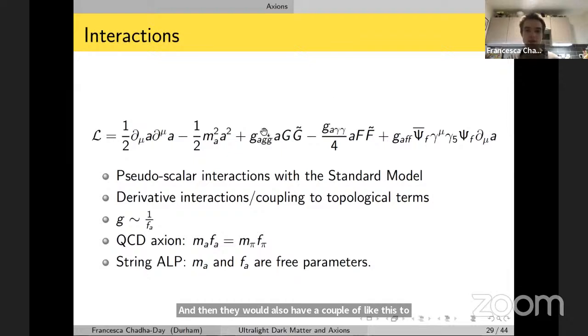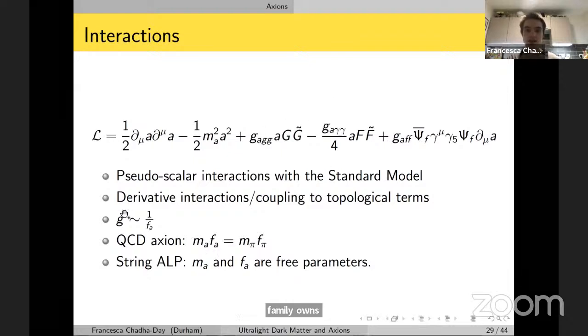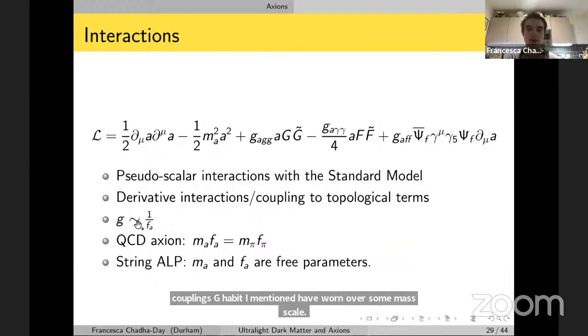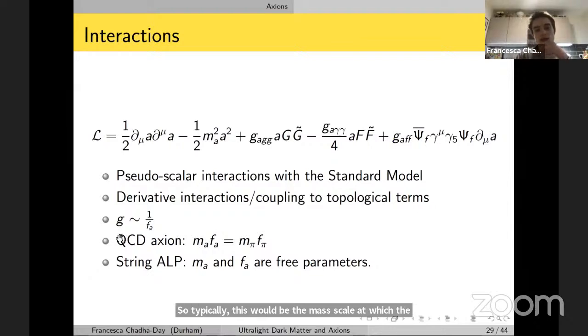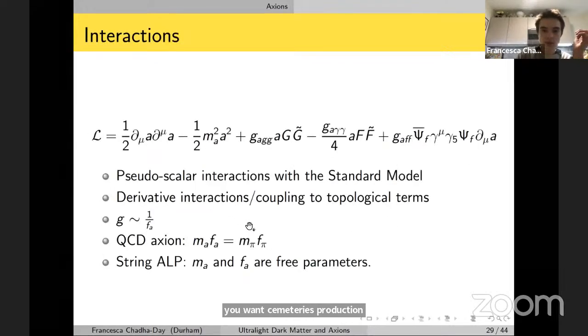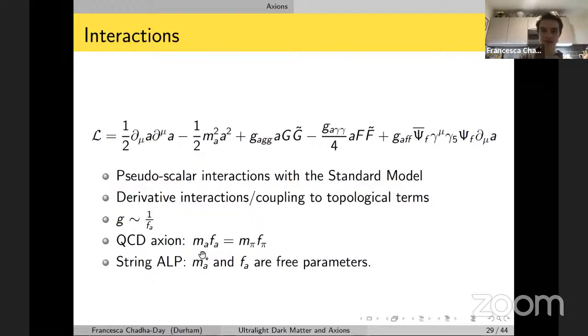These couplings G have a dimension of 1 over some mass scale. So typically this would be the mass scale at which the U(1) symmetry is broken. For the QCD axion, mixing with the pion gives you a relationship between this f_a and the mass of the axion. Whereas for a string ALP, m_a and f_a are free parameters.